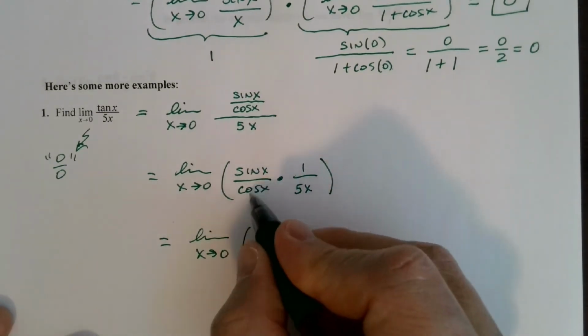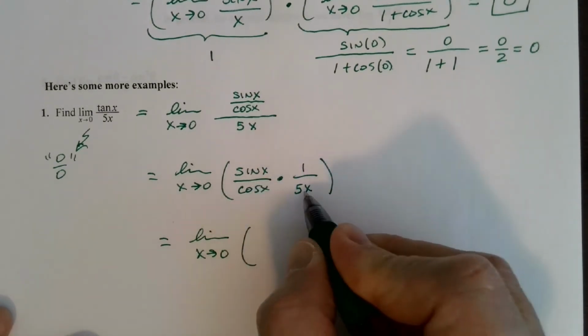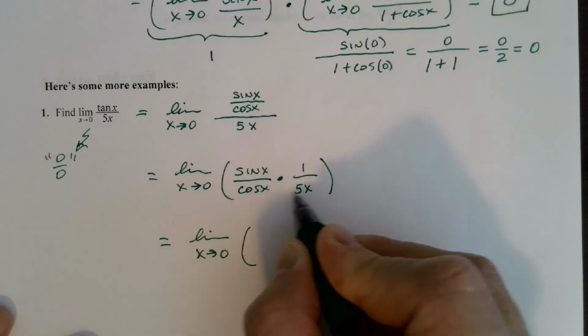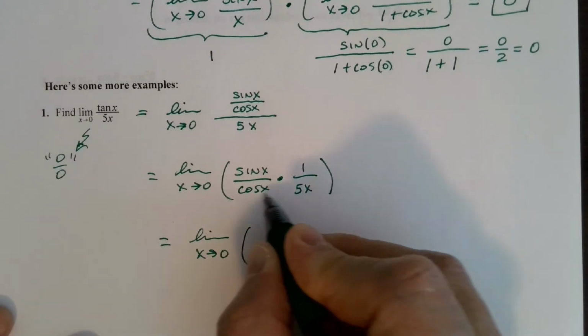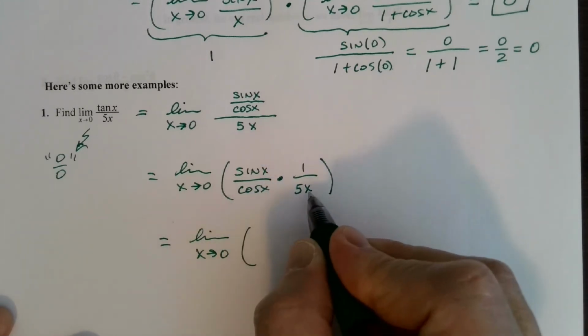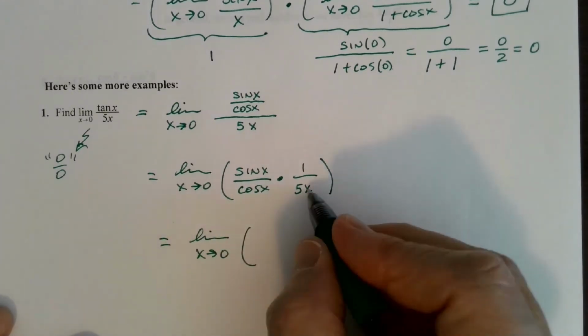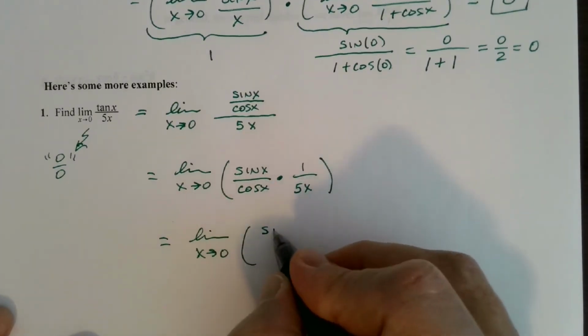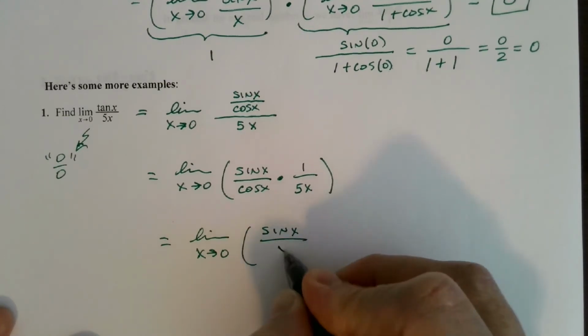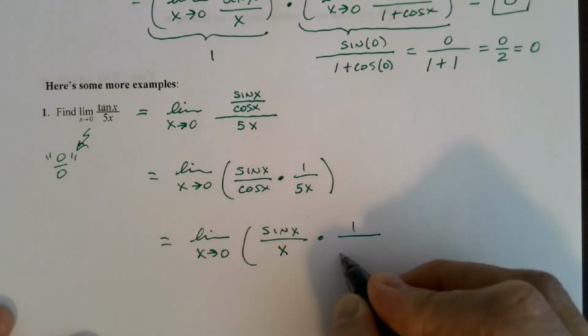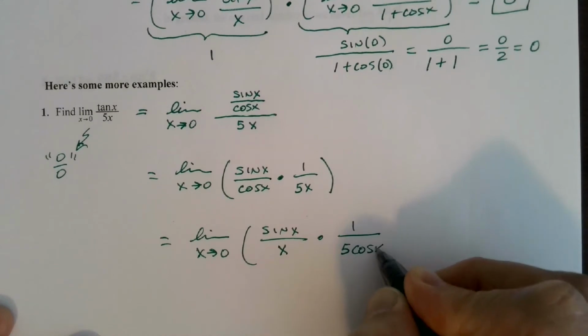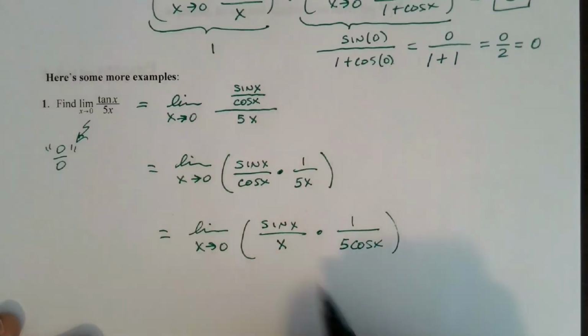I'm going to swap the cosine x with this x here. And I can do that because all I'm doing is multiplying these things in the denominator together. And cosine x times 5x is 5 times cosine x times x is x times 5 times cosine x, any order. So I'm going to take the x over here and put the cosine x over here with the 5. All right? So these are the same expressions. It doesn't matter the order I multiply in down here.